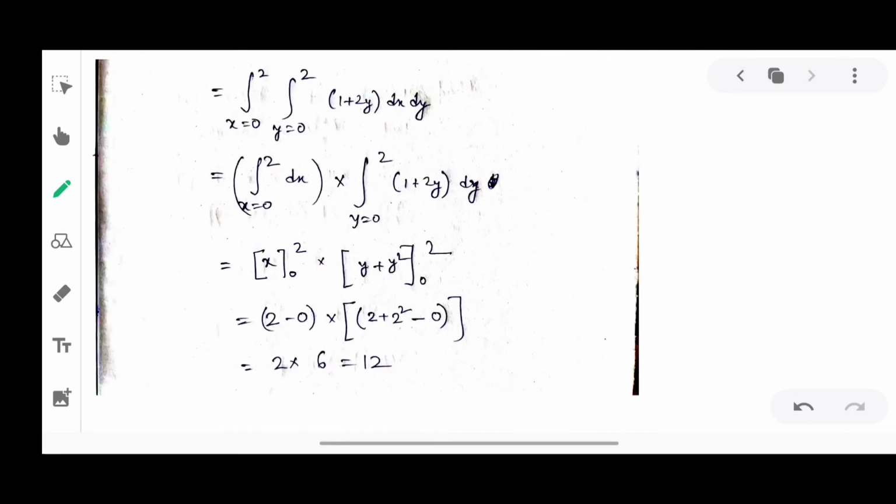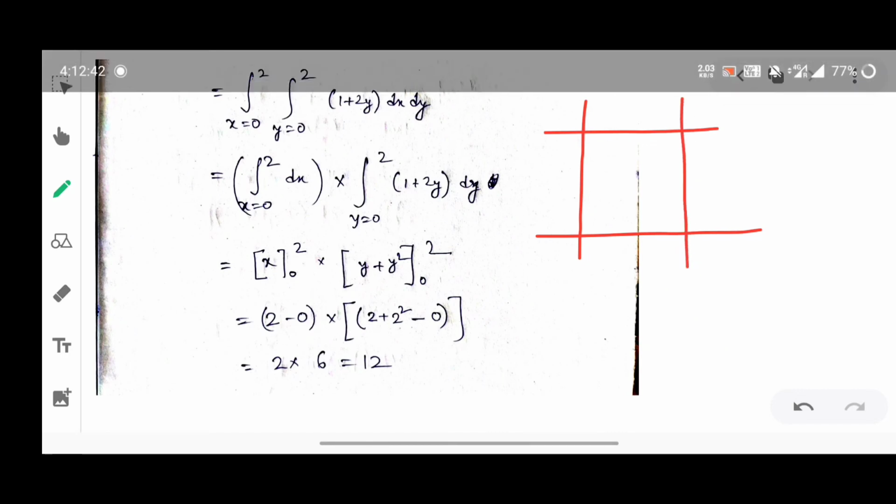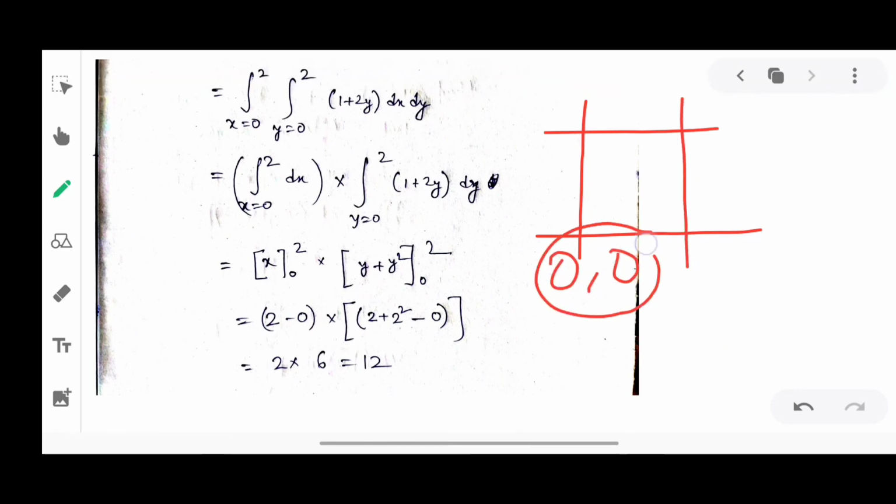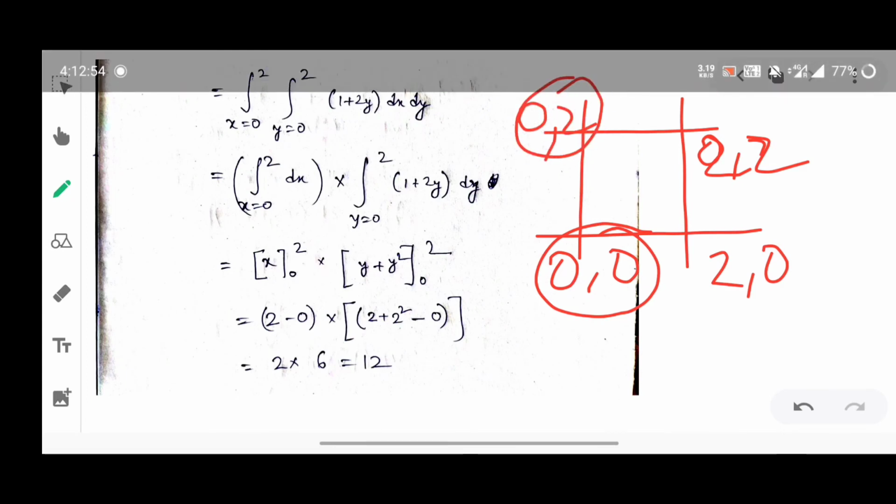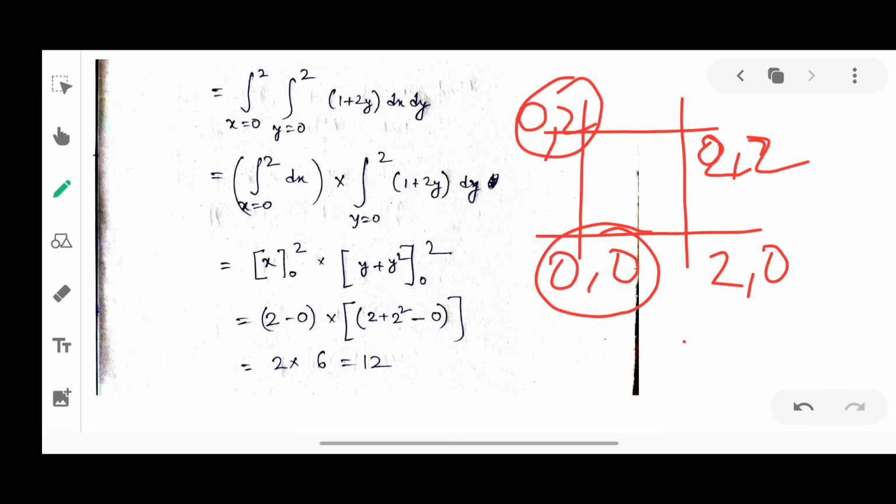Now the surface is given by the four points of a perfect square. This point is (0,0), this point is (2,0), this point is (2,2), and this point is (0,2). Therefore we can easily find the limits of the integral in x and y. Now x varies from 0 to 2 and y also varies from 0 to 2. So the limits of integration are x from 0 to 2 and y from 0 to 2, of (1 plus 2y) dx dy.